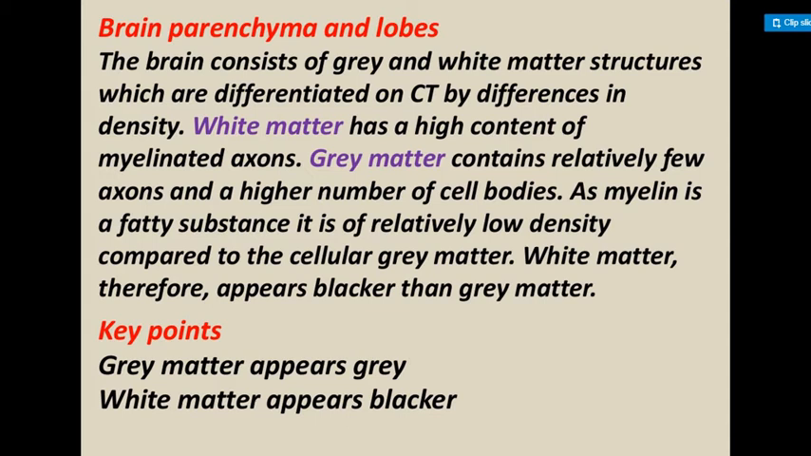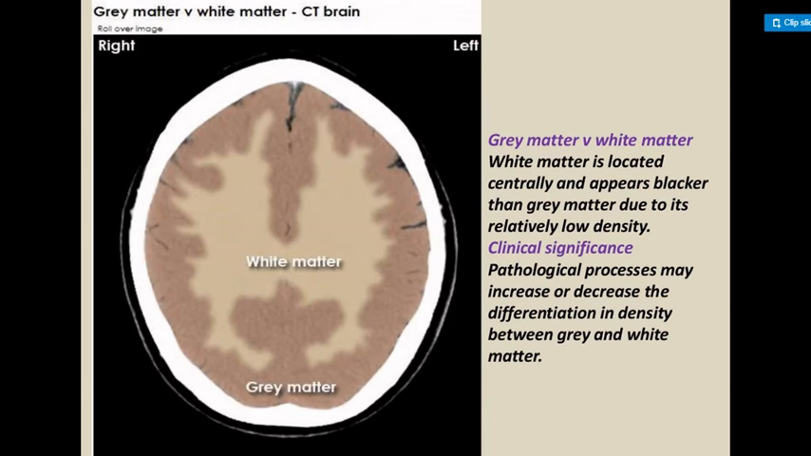So, you should concentrate on this point that the gray matter appears gray, white matter appears blacker. See here in this slide, the white matter is located centrally and appears blacker than the gray matter due to its relatively low density. Clinical significance of this is that pathological processes may increase or decrease the differentiation in density between gray and white matter. So we can benefit from this point.